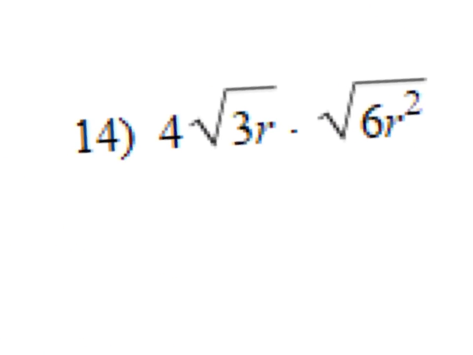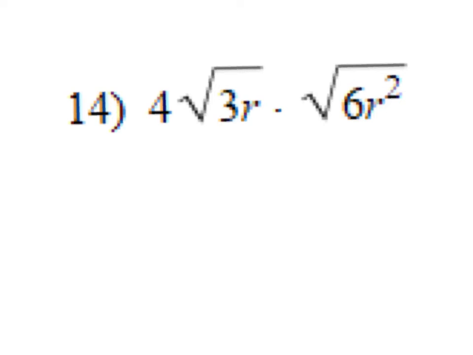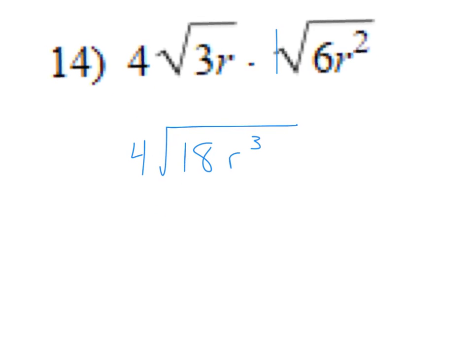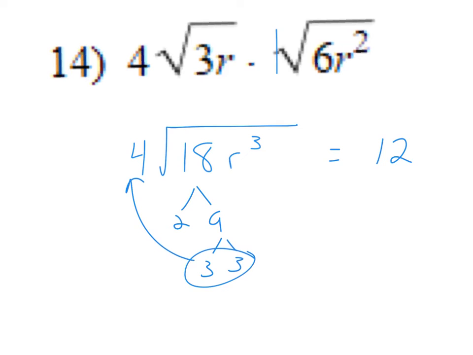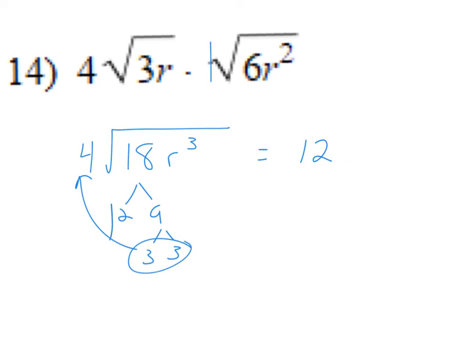Okay, number 4. Okay, again, multiplying the outside numbers. Again, there's a 1 in front here, so I have a 4. 3 times 6 is 18. And then r and r squared would be r to the third. Okay, I'm going to break down my 18. It's going to go to 2 and 9. And then 9 will go to 3 and 3. So the 3's pair up and move out. So I have a 12 on the outside. I have a 2 left on the inside. And then r to the third, there are 3 r's.